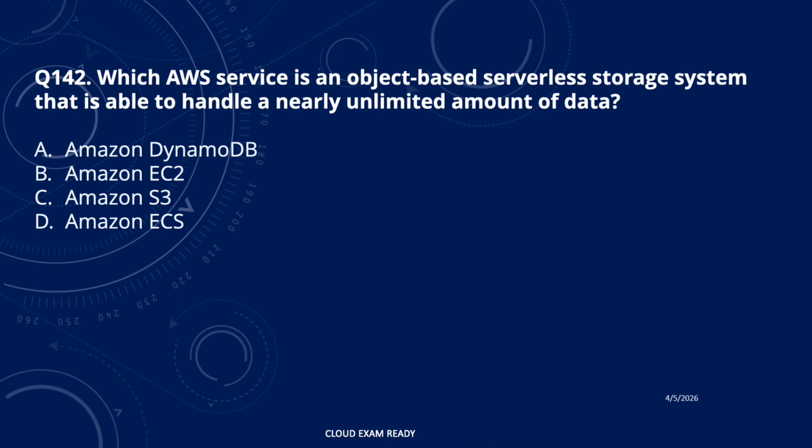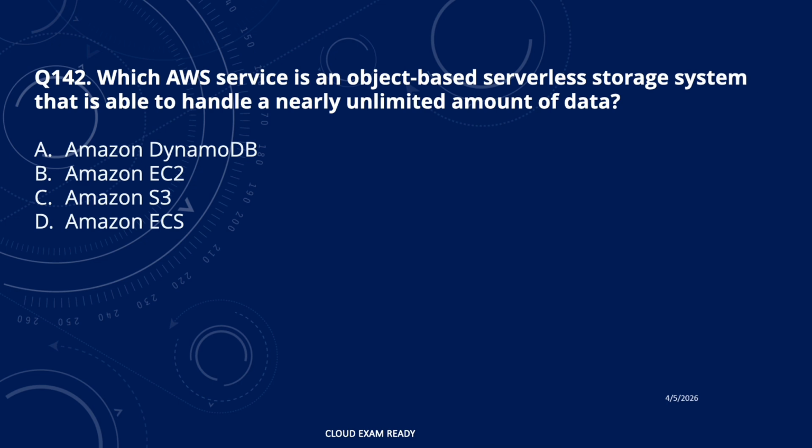Next, question number 142. Which AWS service is an object-based serverless storage system that is able to handle a nearly unlimited amount of data? So we have options. Option A, Amazon DynamoDB. Option B, Amazon EC2. Option C, Amazon S3. And option D, Amazon ECS. So here the question is asking for an object-based serverless storage system. So the pinpoint is storage.